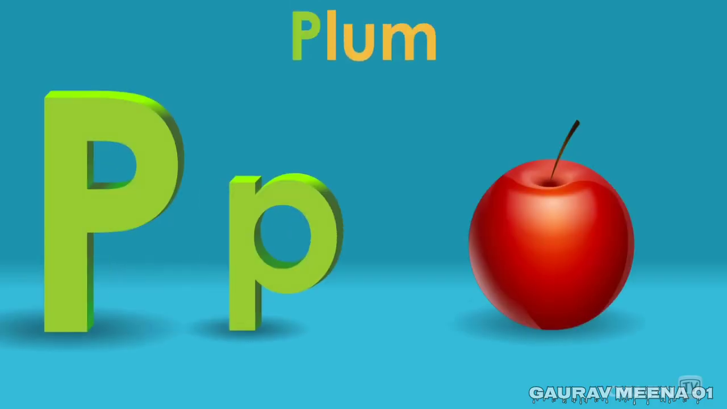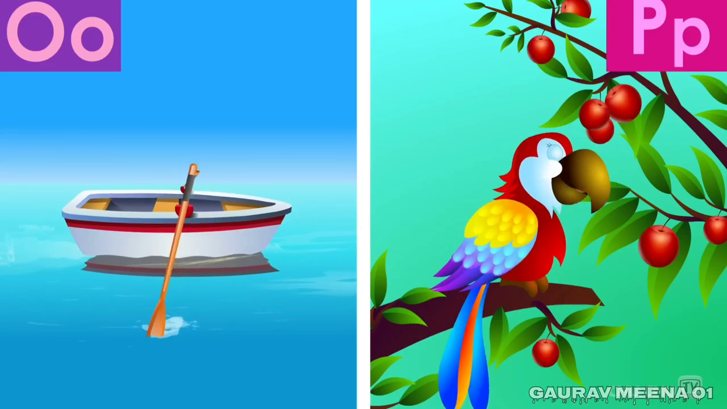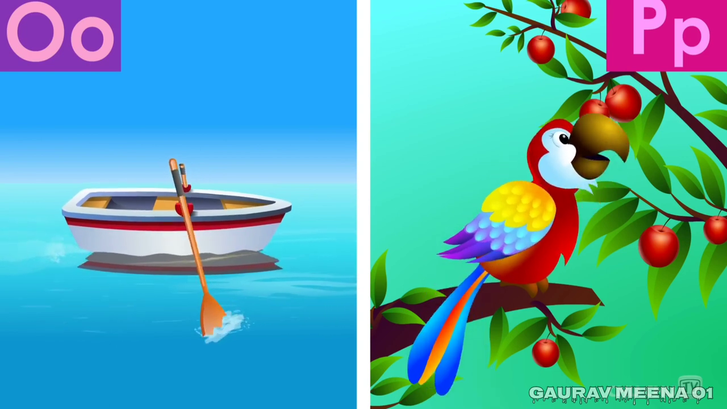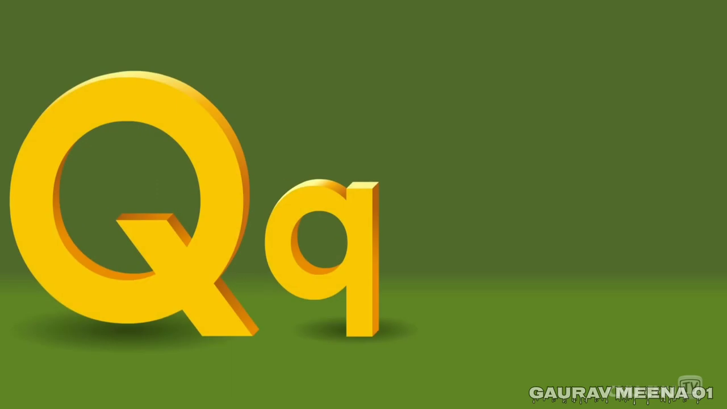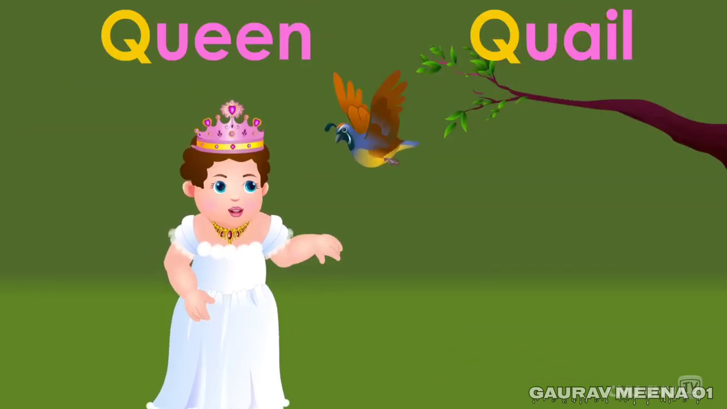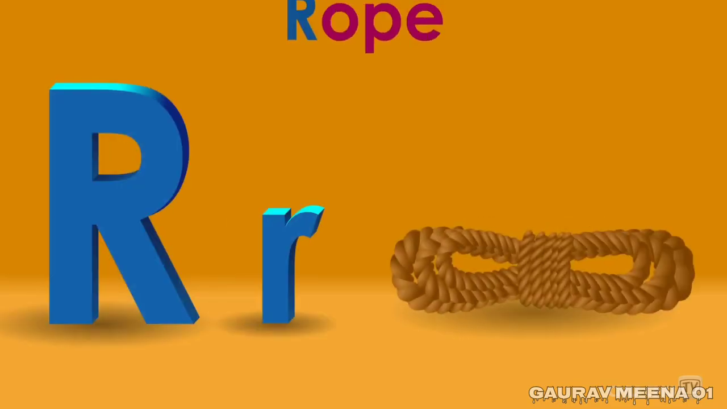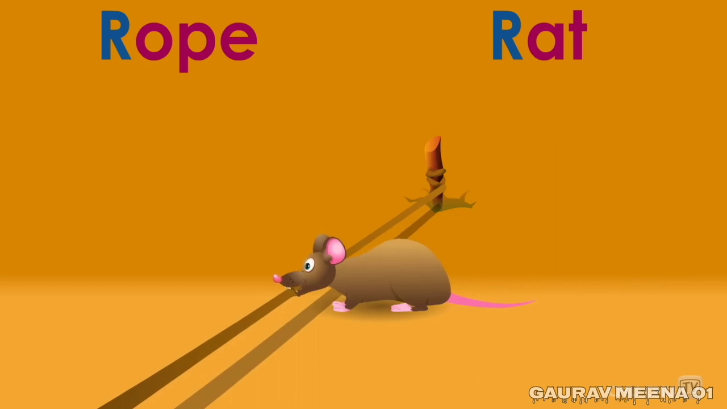P for plum, P for parrot. Q for queen and Q for quail. R for rope, R for rat.